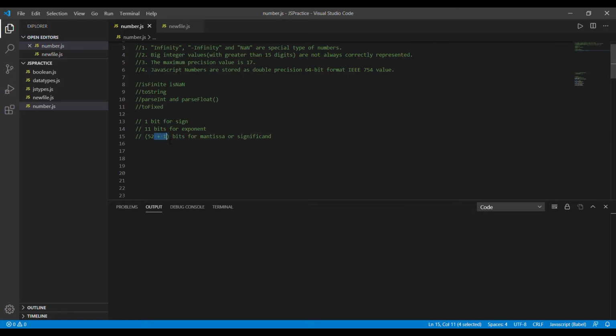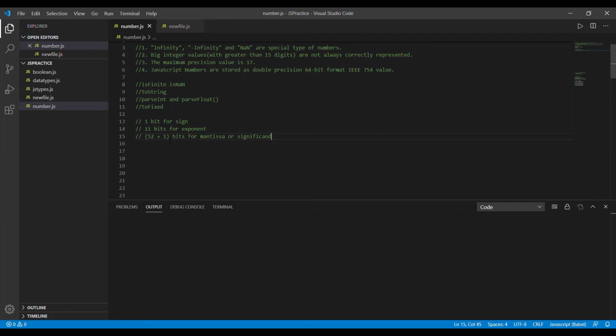There are actually 53 bits that are used for the mantissa. This extra bit is not a part of the 64-bit representation, but when we calculate the value of the mantissa, this bit is always used. So this is always a hidden, extra bit. In the 64-bit format only 52 bits are stored, and this extra bit is only used when JavaScript internally tries to calculate the value.